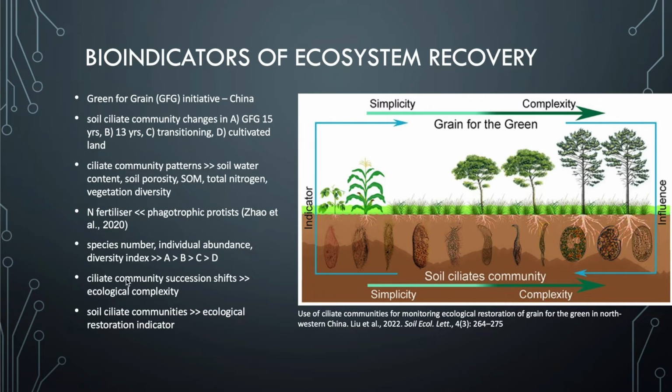They observed that ciliate community succession shifts were strongly correlated with the ecological complexity of the ecosystem. So the more biodiverse and the more mature the ecosystem became, the greater the ciliate community succession was present. So more biodiversity, more numbers of species, more abundance of individual species, and greater diversity of ciliates. So they concluded that soil ciliate communities are a fantastic ecological restoration indicator.